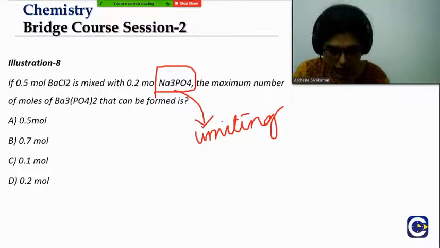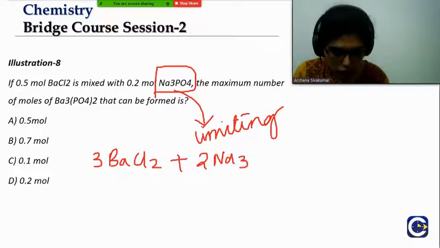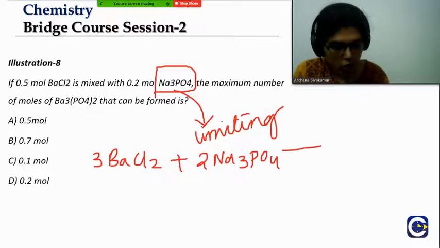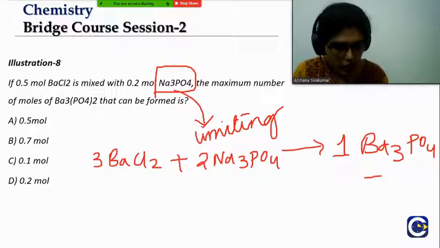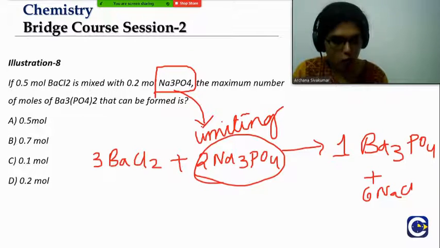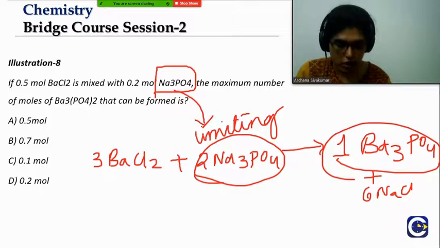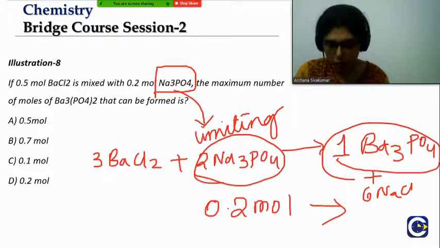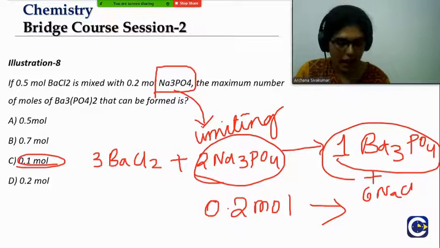So in the standard reaction, we wrote that 3 moles of barium chloride with 2 sodium phosphate will give 1 barium phosphate and 6 NaCl. Am I right? So that means 2 sodium phosphate will give 1 barium phosphate. So 0.2 mole will give how much? Obviously 0.1. So C is the answer.